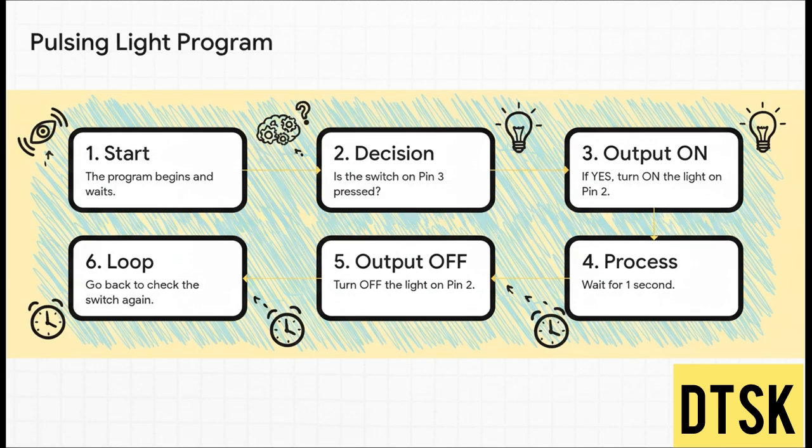So first, you start the program. Then you hit a diamond, which asks a question: hey, is the switch on pin 3 being pressed? If the answer is no, it just loops, asking again and again. But as soon as you press it, the answer is yes, so it follows that path. Turn on the light, wait for 1 second, then turn the light off. And then it goes right back to the beginning to check that switch again. Just with those few simple shapes, you've created a pulsing light.